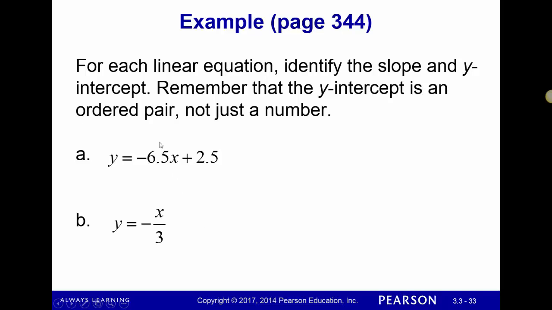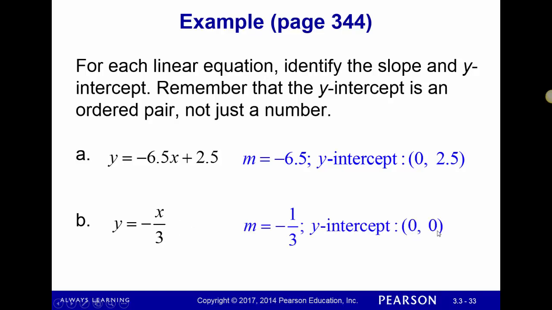A few more. Sometimes the numbers are not integers, so here the slope is going to be negative 6.5, and the y-intercept is 0, 2.5. Now notice on this one, the slope is negative 1/3, but there is no constant out here, so that means the y-intercept must be 0, 0.